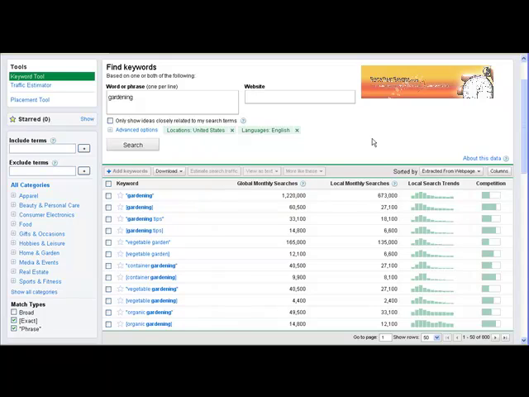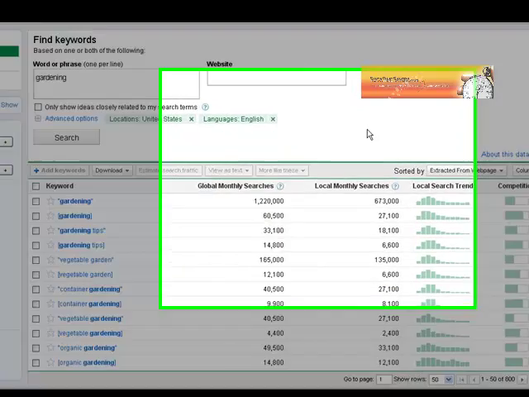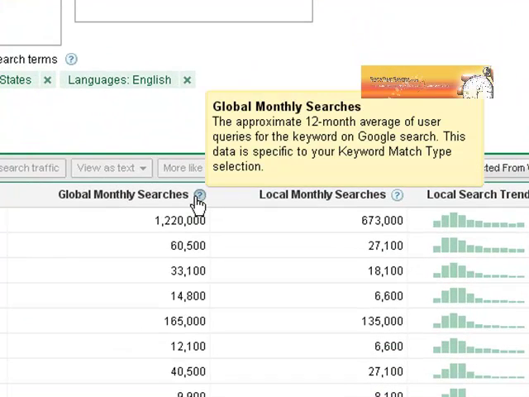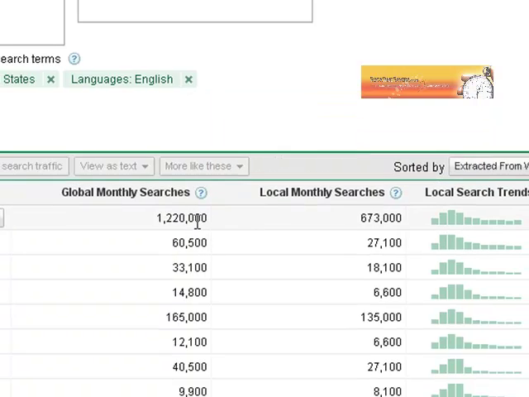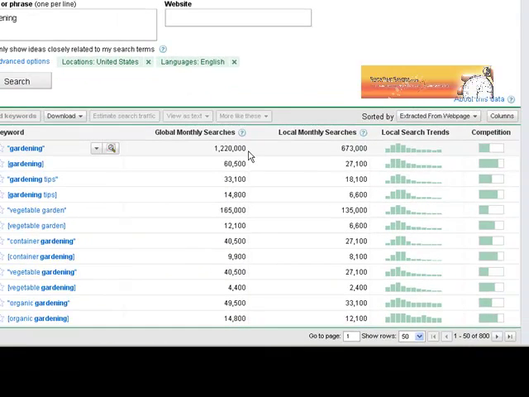First point I want to make is what kind of data the Google keyword tool is serving to you. Put your mouse over this little question mark and you will see that it says this is an approximate 12-month average of the searches that are being delivered monthly. So right off the bat you are looking at data that is old. It's an average of 12 months.